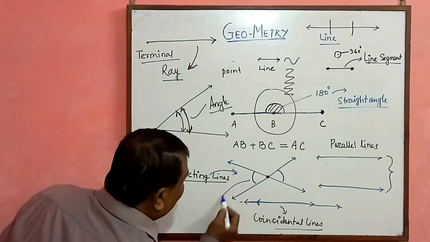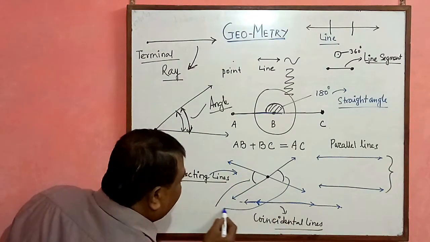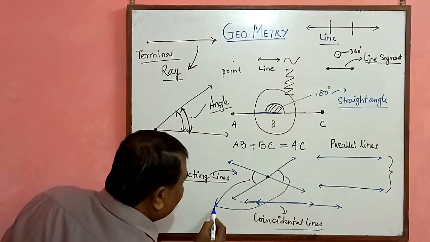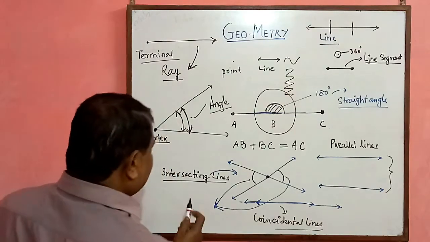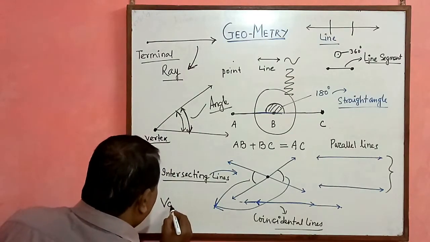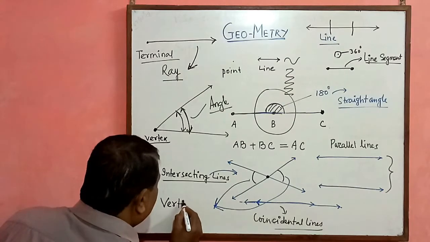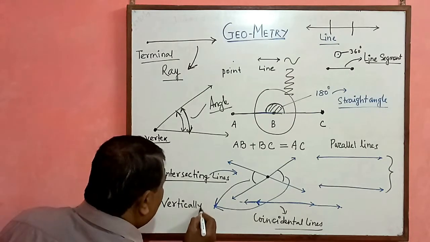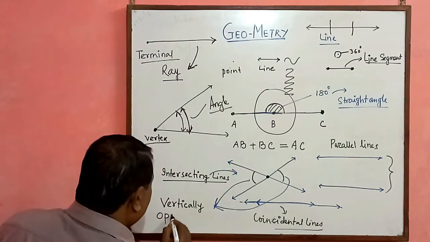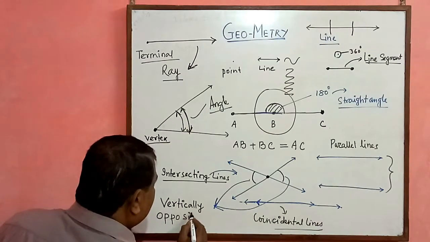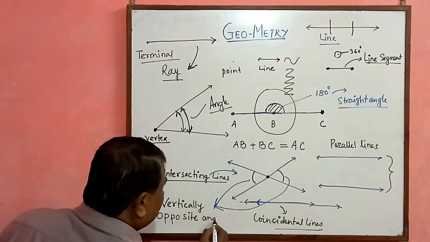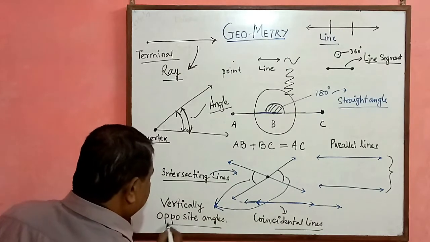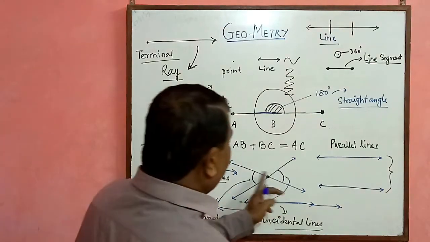These two angles together are known as vertically opposite angles, and they are equal. These vertically opposite angles are equal.